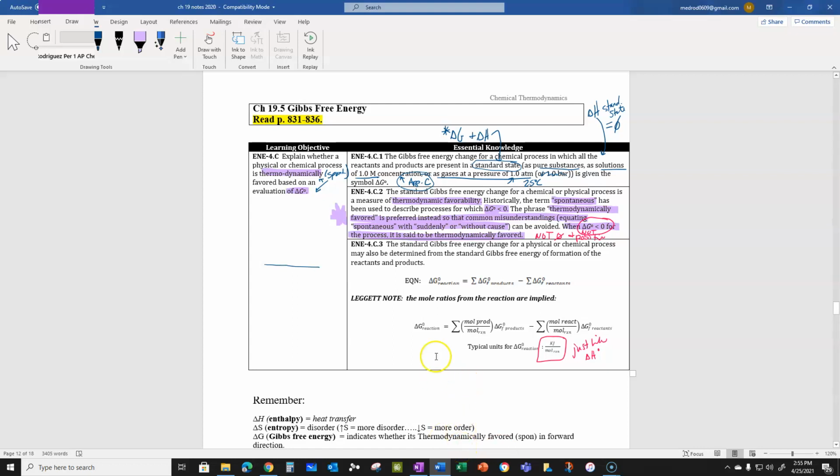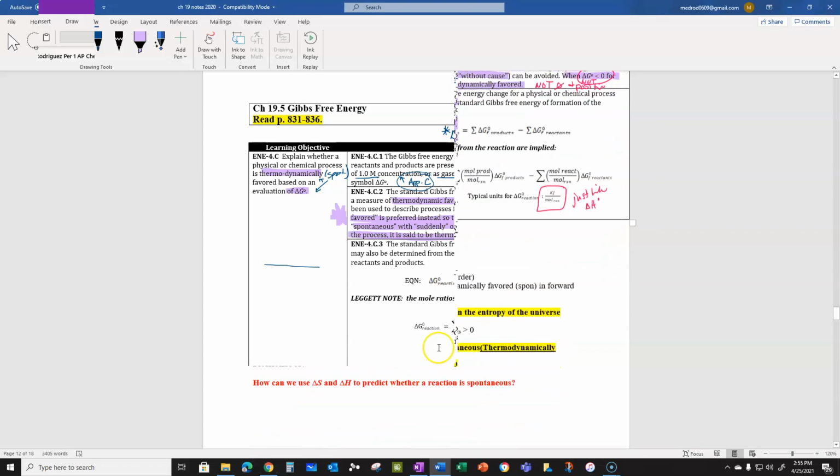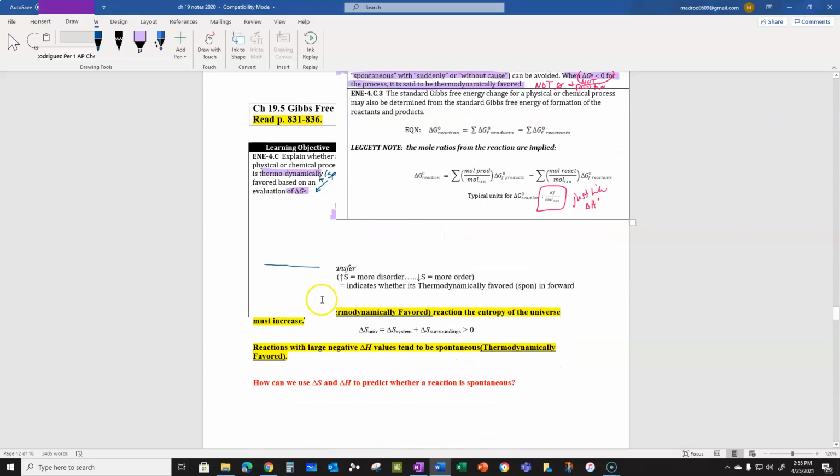So let's do a recap of all 3 of our very new variables that we have done these past 2 chapters. We have delta H, enthalpy. This tells us about heat transfer. This is the only one you can say anything about endo and exo. Remember, if it was constant pressure, there's the heat. So only with heat, enthalpy, can you talk about endo and exo. That's it. Nobody else.